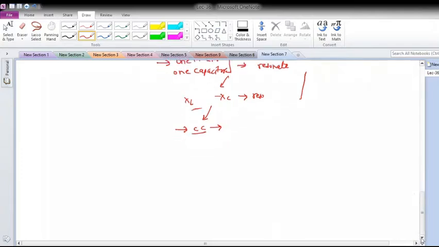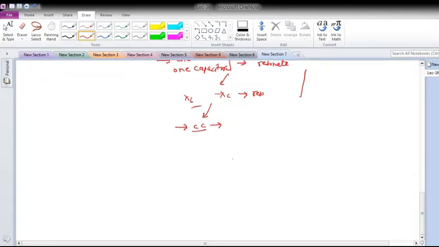We have been told that in order to design the single tuned circuit, your pole location must be on the left hand side of the S plane, and this has to be a complex conjugate pair. So this is sigma and this is j omega. Suppose these are my complex conjugate pairs of poles.